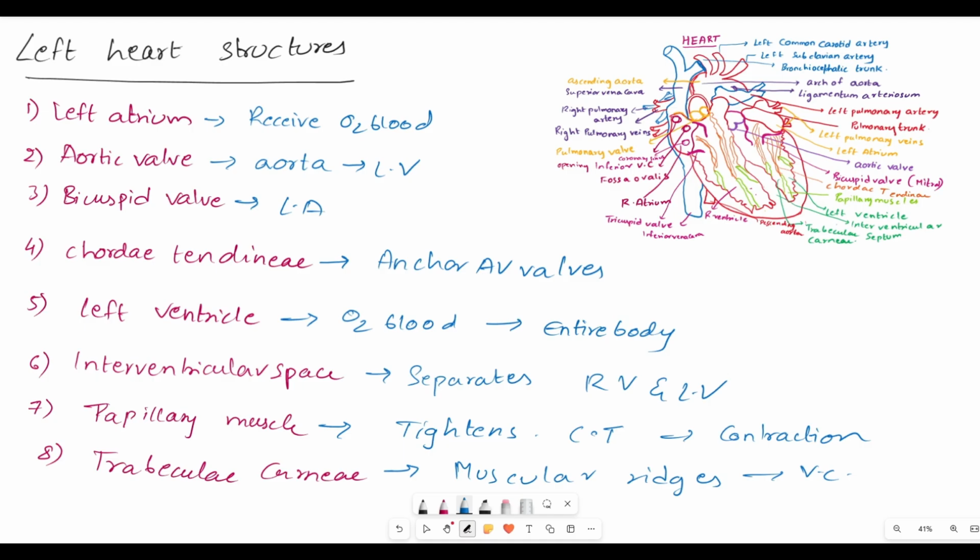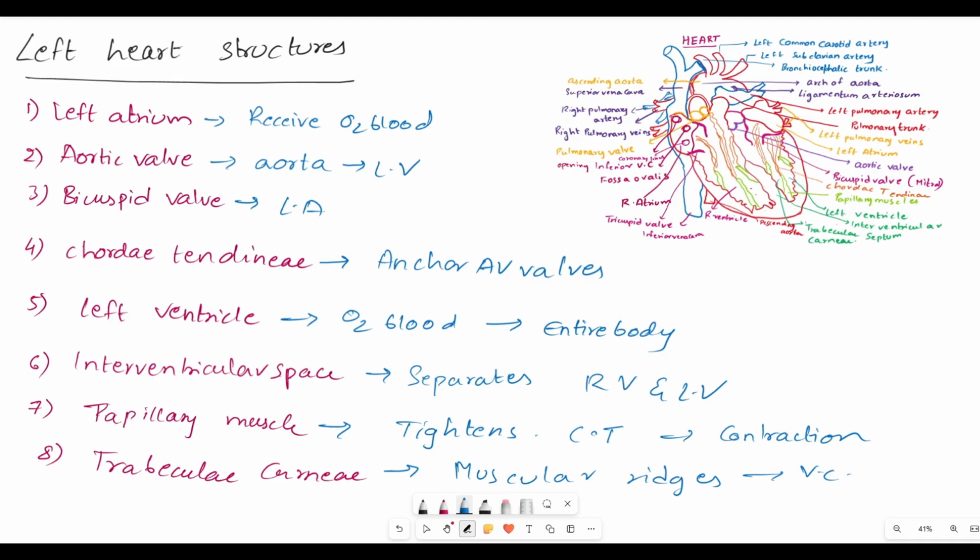Then we have chordae tendineae, which will be mainly used for anchoring the AV valves, thereby preventing the valve prolapse. Then we have left ventricle, which will be useful for pumping the oxygenated blood to the entire body. Then we have interventricular septum. This is an area that separates the right ventricle and left ventricle.